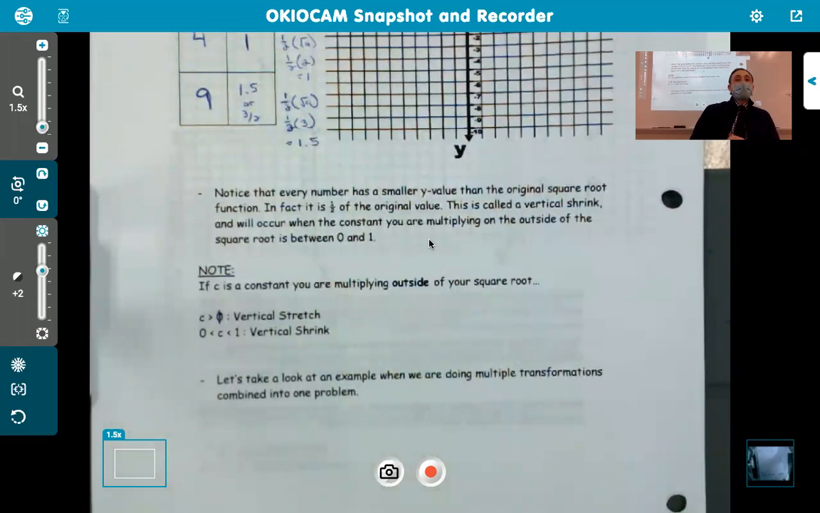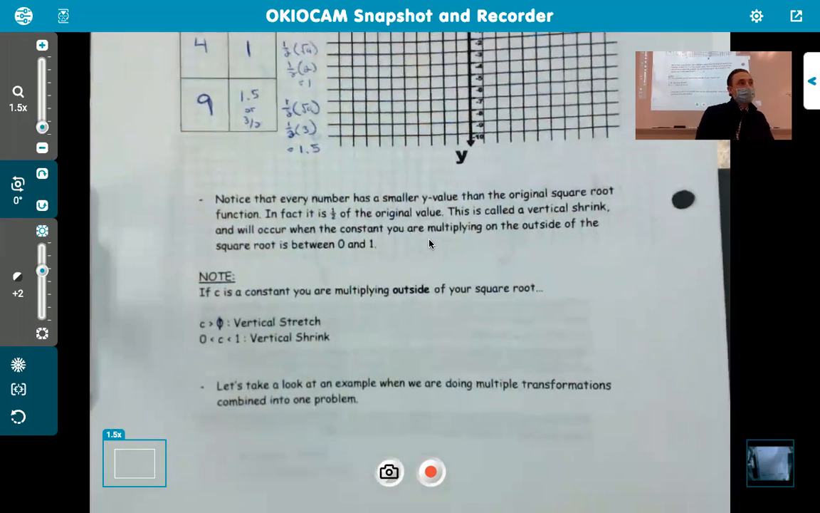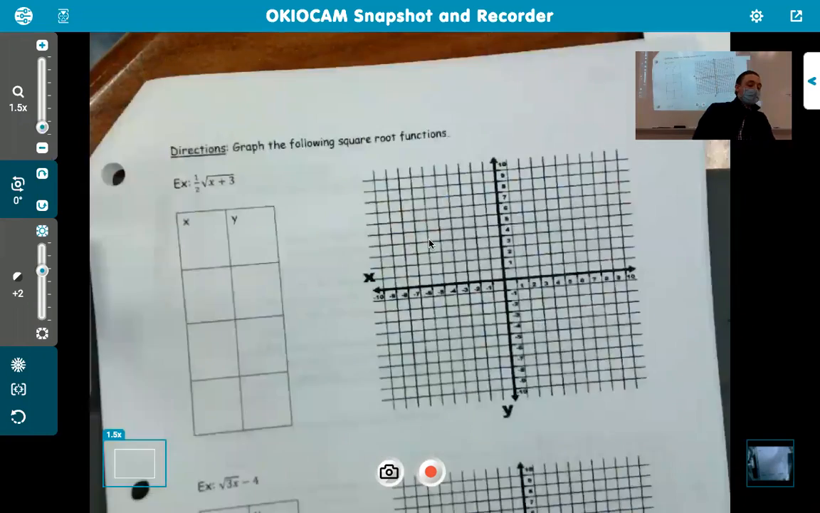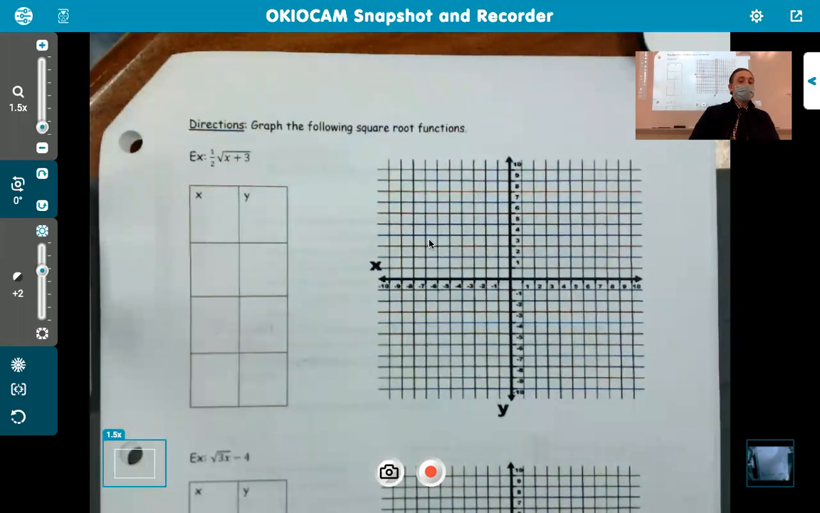We need to make sure that we keep all of these ideas in order when we're adding or subtracting on the inside or outside and multiplying on the inside or outside, and how that affects our graph. Because now, for the next 2 examples, we're going to take a look at multiple transformations. Maybe we're moving to the left and shrinking, or moving up and compressing, whatever it may be, we're going to combine all these ideas. Are there any questions before we do that?